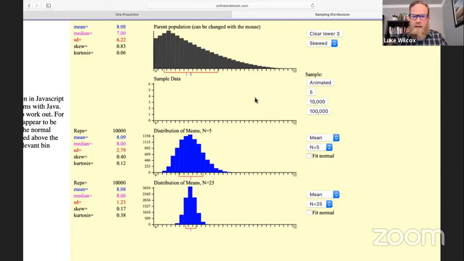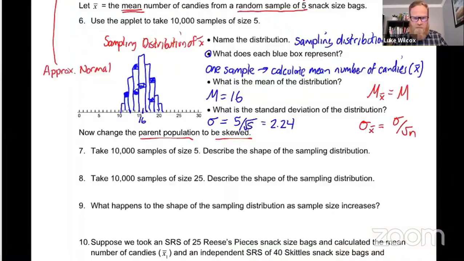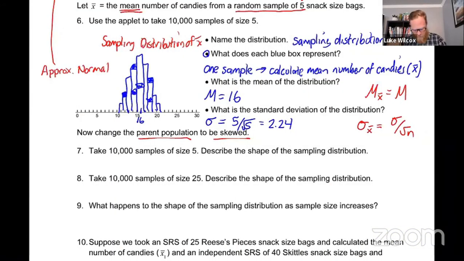So let's go ahead and capture those thoughts in the activity here. All right, number 7, samples of size 5, describe the shape of the sampling distribution. Well, for the first one, the samples of size 5, it was still a little bit skewed right. So I'm going to say slightly skewed right. But the amazing thing was when we jumped down to samples of size 25, the sampling distribution appeared to be approximately normal.